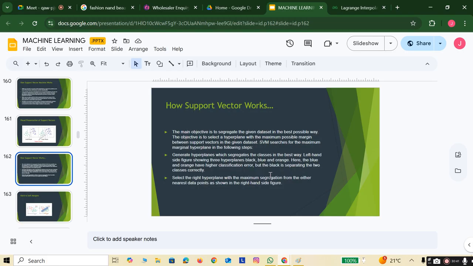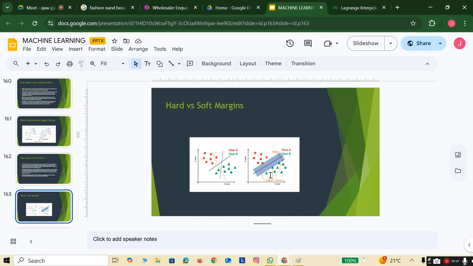Step two, select the right hyperplane with the maximum segregation from the nearest data points, as shown on the right-hand side. So in step two, we actually select the hyperplane that separates the data points the way we wanted them to be done. So the black one takes the day.